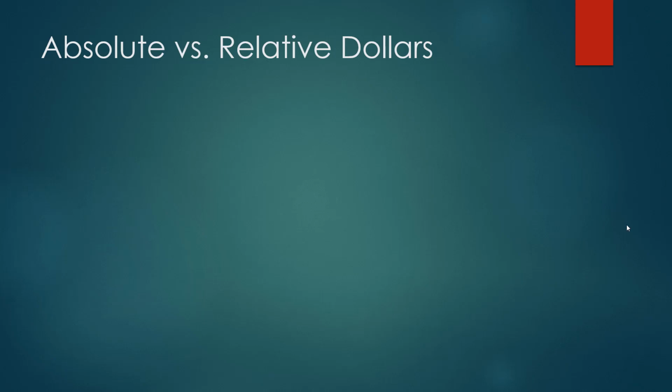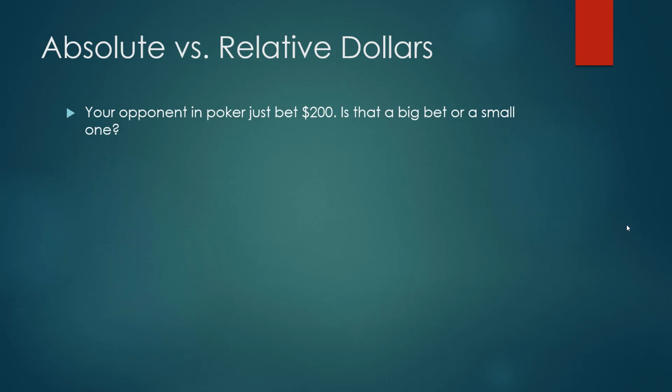Absolute versus relative dollars. James, your opponent in poker just bet $200. Is that a big bet or a small bet? He's contemplating really hard, for those of you that can't see him. It depends. Well played. So for everyone in the room, other than it depends, does that seem like a big bet or a small bet?